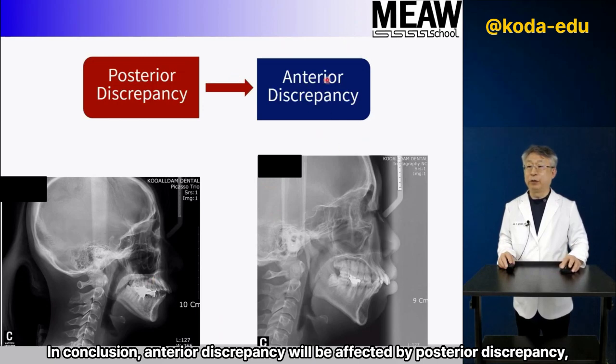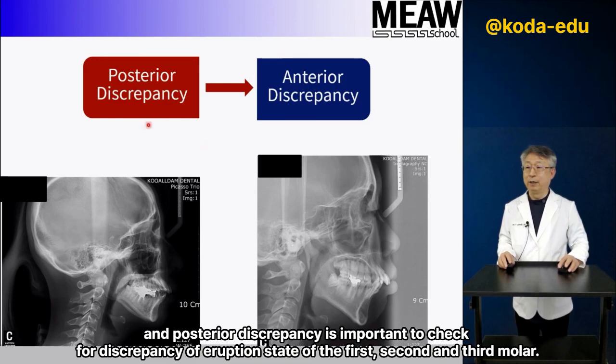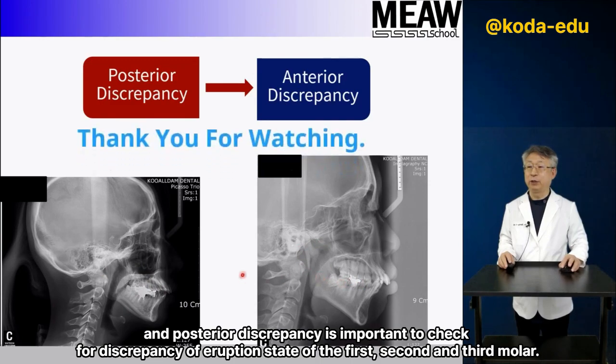In conclusion, anterior discrepancy will be affected by posterior discrepancy. And for posterior discrepancy, it is important to check for discrepancy of the eruption state of the first, second and third molar.